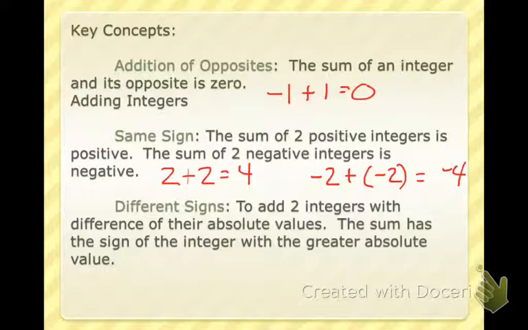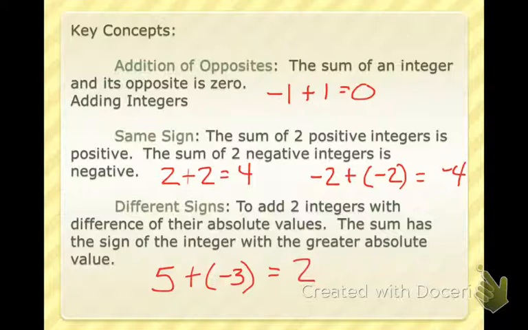Now, different signs. This is where people get a little bit confused. Okay, if you have different signs, you subtract. That's all that it is. If you have different signs, you subtract them. All right? So if I have 5 plus -3, in my brain, this is where you have to use your brain, you're going to subtract them. You're going to say 5 minus 3 in your brain. Well, 5 minus 3 is 2.